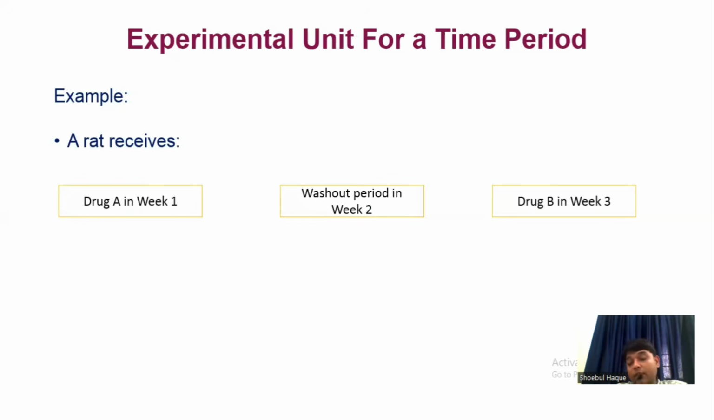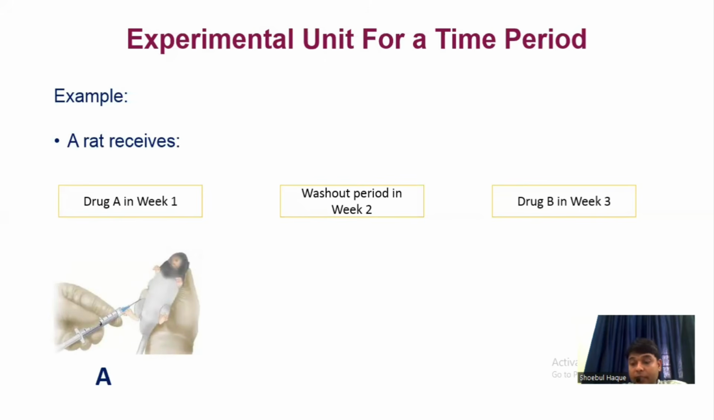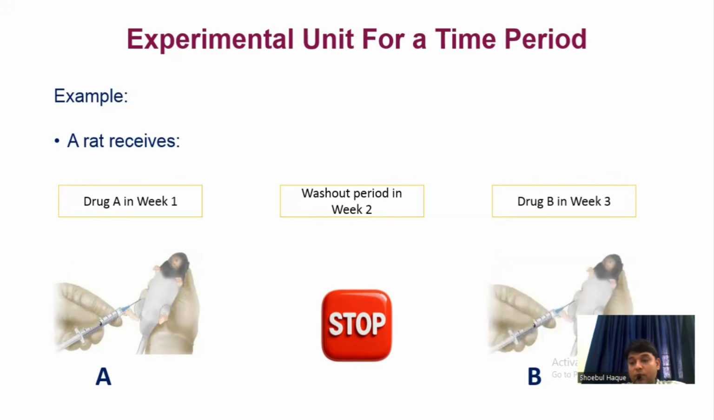Sometimes multiple experimental units could be present in a single experiment at different time periods. Like if you are giving drug A in one week, then leave the experiment for a washout period, like in the second week or for sometimes 15 days, and we are now introducing drug B, another drug, for the next week. So for the first week, the rat will be calculated as one unit, and for the third week, the same rat will be calculated as a different experimental unit.